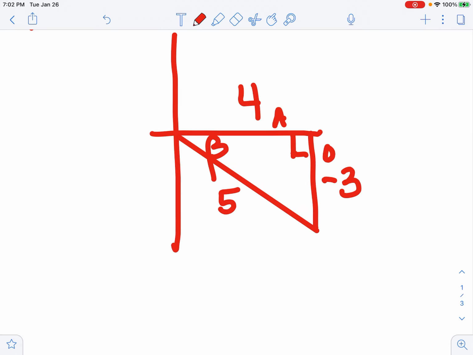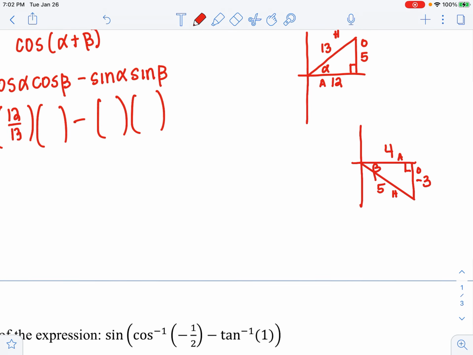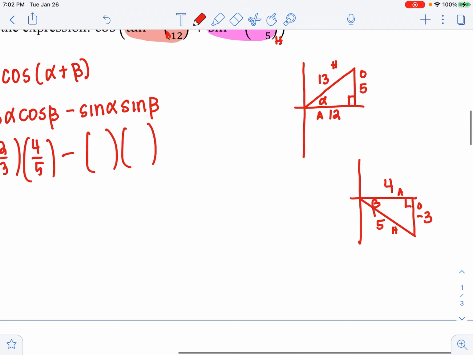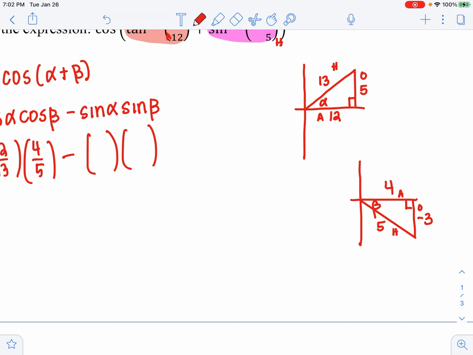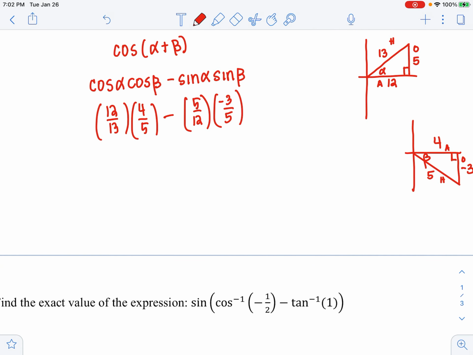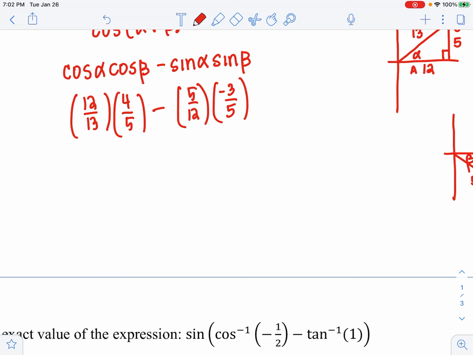Now I need the cosine of beta, so come over here. This is adjacent, this is opposite, this is hypotenuse. So cosine of beta, adjacent over hypotenuse, is 4/5. Sine of alpha, go back up to alpha, opposite over hypotenuse, 5/13. Times sine of beta, go back down to the second triangle, that's negative 3/5. That is the one you were given right here, so we need that beforehand.